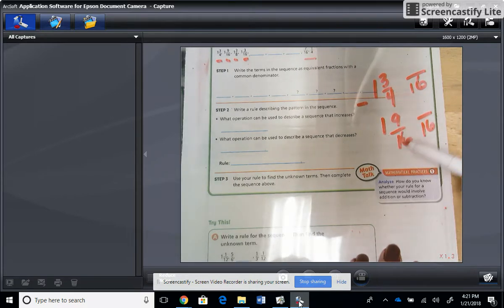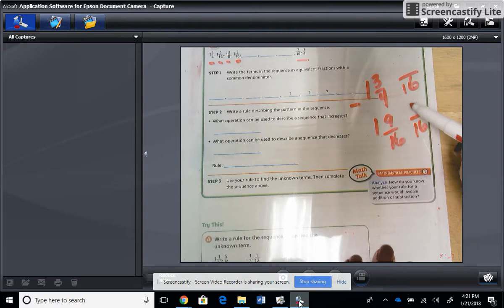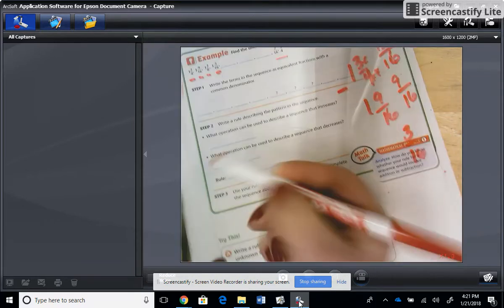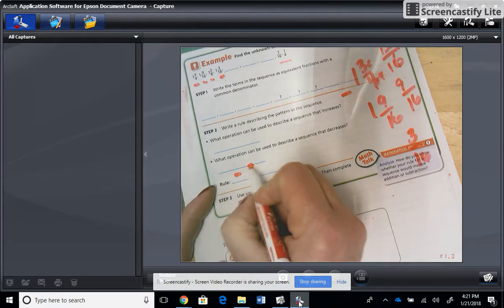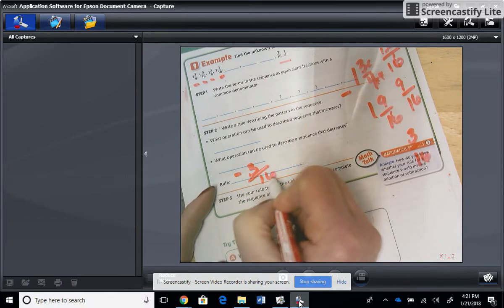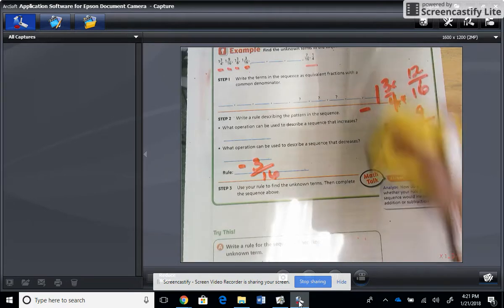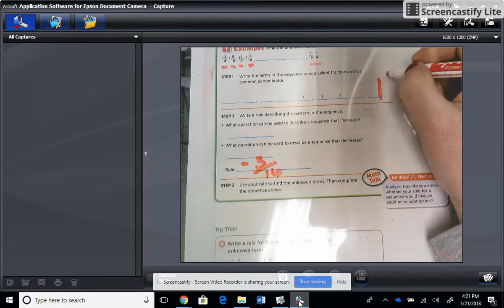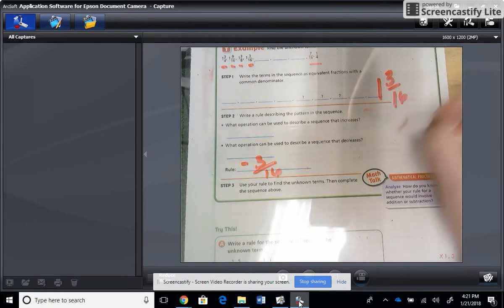So let's look at this. If I do that, I'm subtracting, this is 9. 4 times 4, so this is 12. So 1 take away 1 is 0. 12 16ths subtracted by 9 16ths is 3 16ths. So my rule is I am subtracting by 3 16ths. So now I know what my rule is. So now I just got to go to this term of 1 3/16. And I'm going to subtract away 3 16ths.